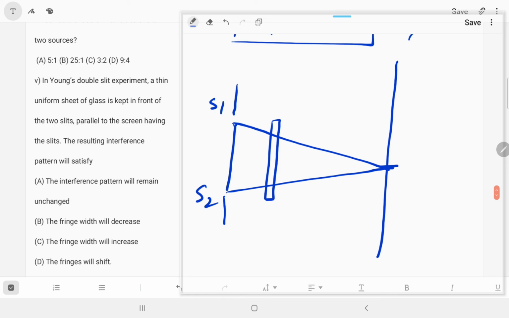So the interference pattern that we get will have no change. Therefore option number A will be the right answer. The interference pattern will remain unchanged. Option number A is the right answer.